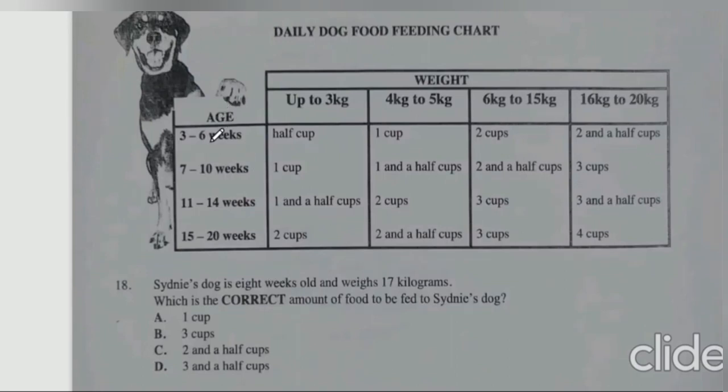So let's go on the chart to find where, okay, 7 to 10. That means Sydney's dog falls between this band and weighs 17 kilograms right here. So let's look. So 8 weeks old, 17 kilograms mean 3 cups. So which is the correct amount of food to be fed to Sydney's dog? And that would be B, 3 cups.